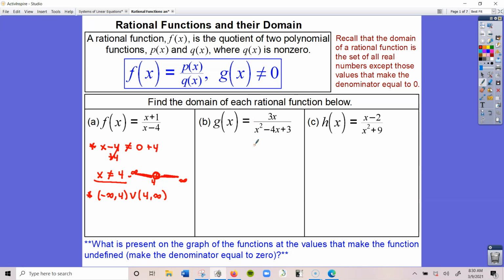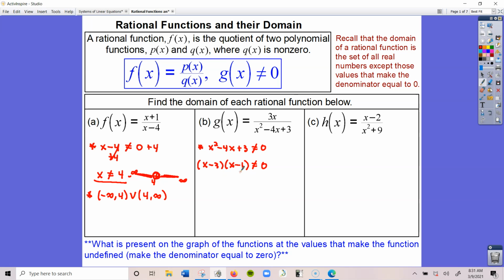Let's look at this other example. We have 3x over x squared minus 4x plus 3. So what I want to do here is, again, make that denominator not equal to 0. Now in this case we have a quadratic. So in order to figure out what those x values are, we would have to factor. And this particular quadratic can be factored to x minus 3 and x minus 1 cannot equal 0. And that's because negative 3 times negative 1 gives you the positive 3, and negative 3 plus negative 1 is the negative 4.